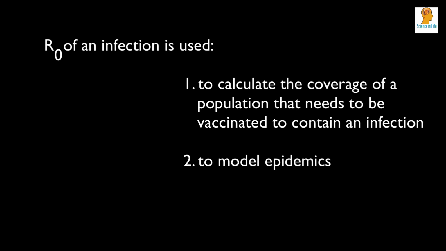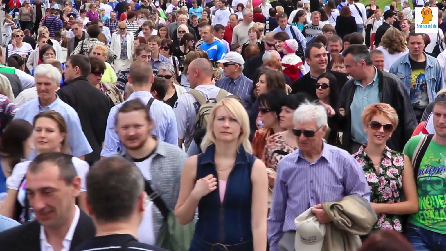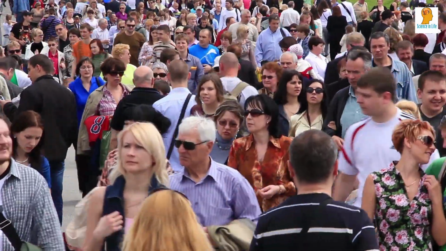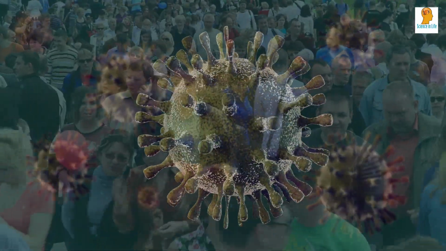R0 of infection is used to calculate the coverage of a population that must be vaccinated to contain the infection. It is also used to model an epidemic. Here is an example of modeling of a viral epidemic using a program available online. Let's model how the contact rate and the infectivity rate, the two parameters that we, as individuals, could control spreading viral infection. A note of caution is that this is only a theoretical simulation.